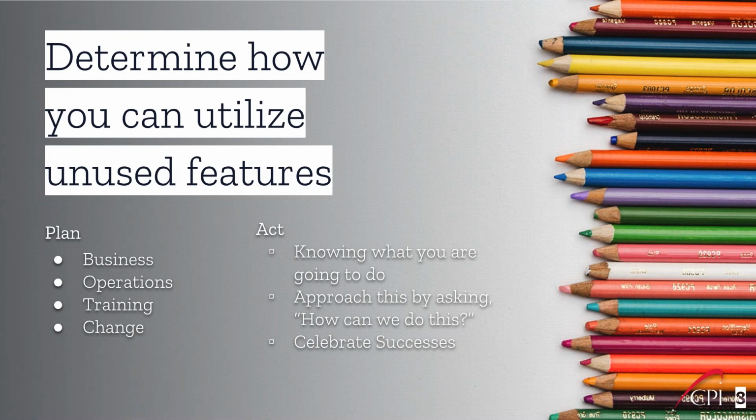So, here's how you can actually start to take some action. We just need to determine how we can utilize these unused features. There are really 2 parts for us. The first part is planning. There's got to be a business plan, and when we say business plan, there's a strategic business reason.